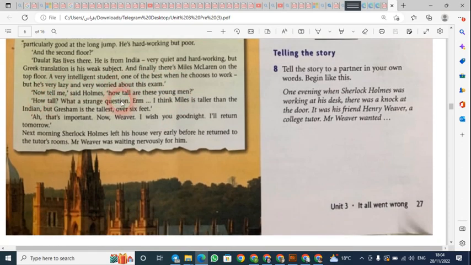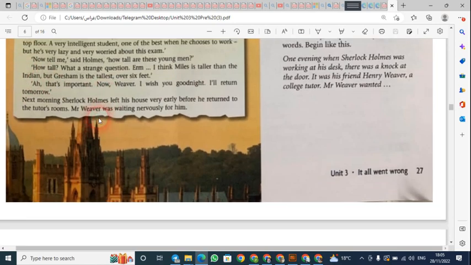"Now tell me," said Holmes, "how tall are these young men?" "How tall? What a strange question. I think Miles is taller than the Indian, but Grisham is the tallest. Over 6 feet." So Grisham is the tallest, Miles comes after that, and finally the Indian is the shortest. "That's important. Now I wish you good night. I will return tomorrow."